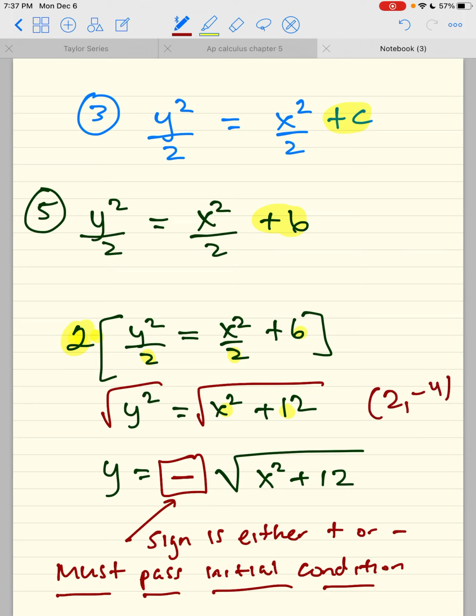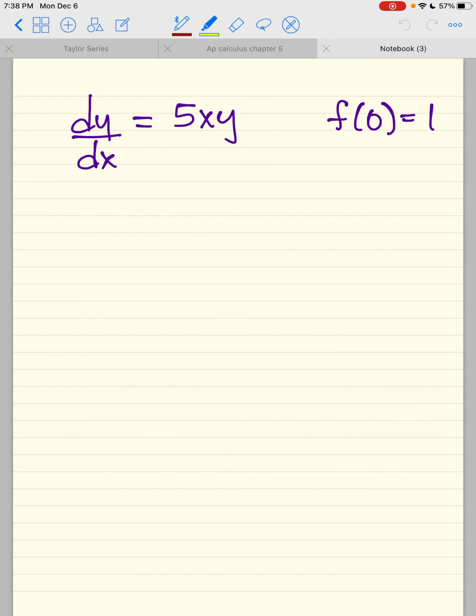If you plug 2 in here, 2 squared is 4, right? 4 plus 12 is 16. The square root of 16 is positive 4. So since I have a negative 4, I must put a negative there. You can pause the video and rewatch and take your time with it. But be very careful because these are 6-point problems.